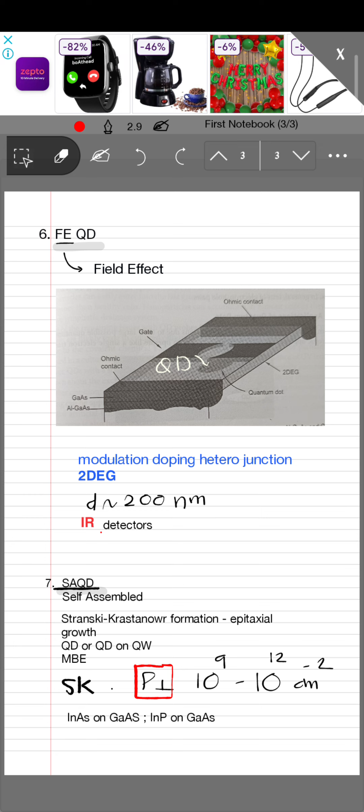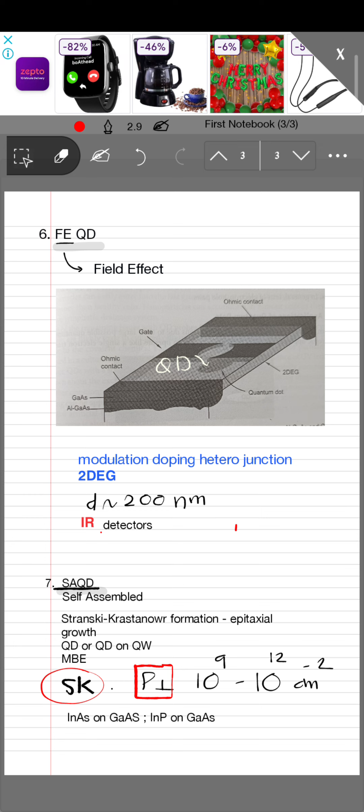Self-assembled means it is formed during epitaxial growth. Now we know that we have three types of epitaxial growth. The first is Frank-van der Merwe, the second is island growth, and the third is Stranski-Krastanov, which is initially layered, then island. So this SK growth falls into the third category. Initially there is formation of films, but after a certain point of time the film formation will stop, and island formation will start to take place.